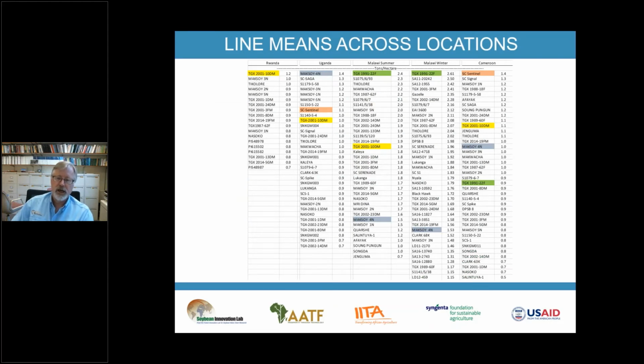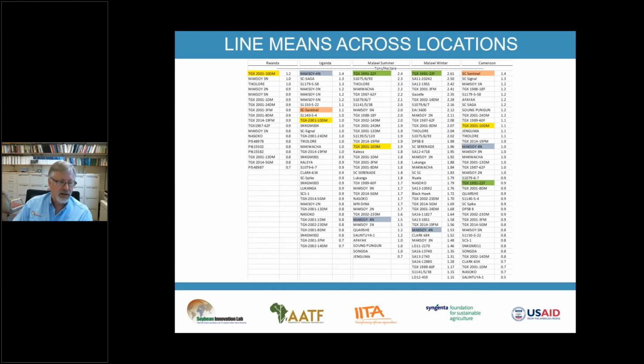Something that is of interest is to determine how varieties perform across countries. And this is something that Godfree talked about, that we want to identify varieties that perform well across countries. So what I've done is I've taken the mean across locations in each country, and I've organized the varieties based on the yields. So the highest yielding one on top, lowest on the bottom. And what I've done is I've highlighted the highest yielding line in one color, for example, in Rwanda, it's highlighted in yellow.